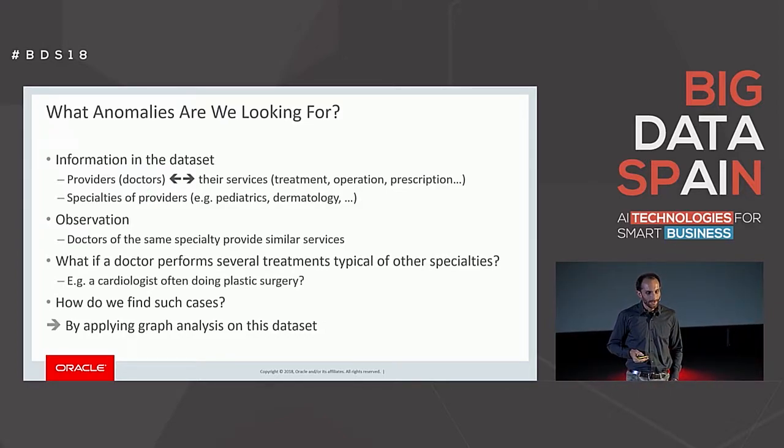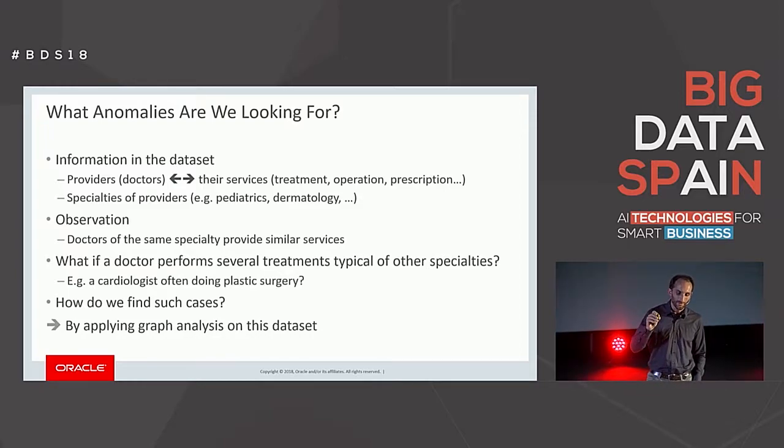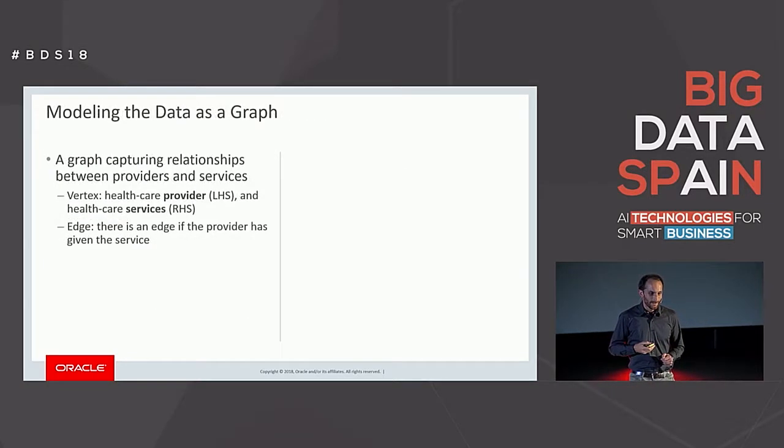The thing is, it really depends. We're looking for some treatments that are done by doctors who are not supposed to do those treatments. So it really depends on the definition of what is normal. So let's see how we can try to do this with a graph.